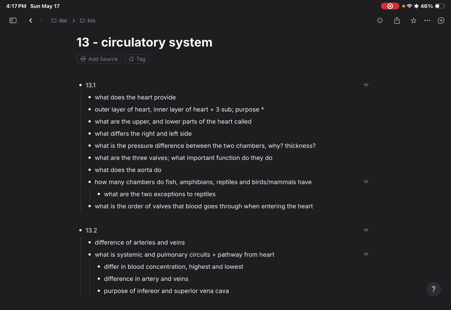What are the three valves? So first on the right side, on the deoxygenated side, we have the tricuspid valve. That's the first one, and then afterwards we have the pulmonary valve. Then we have the bicuspid valve, which is also called the mitral valve, and then we have the aortic valve, which is the last one before pumping it to the rest of the body.